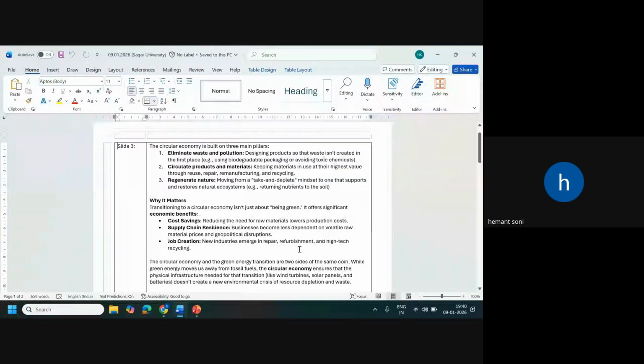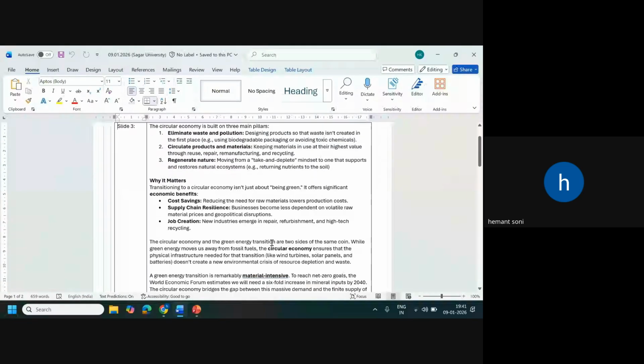Third main pillar of the circular economy relates to regenerate. So moving away from a take and deplete mindset to one that supports and restores natural ecosystems. So basically, for example, like returning nutrients to the soil. So probably in the olden days when manure was used in the fields, in the rural areas, these days more chemicals are used. So in those times, the returning of the nutrients to the soil, that concept used to work.